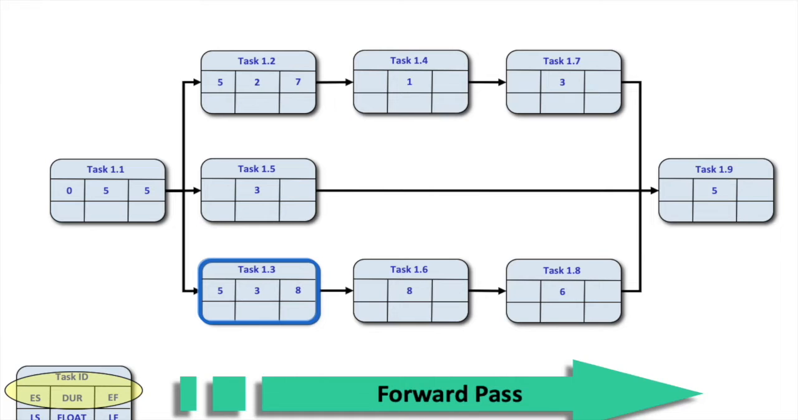Now you're sort of getting the hang of this, so I won't repeat too many things. You can see where the numbers are coming from. Let's look at task 1.5. 5 plus 3 is 8. Let's continue on. 1.4 now gives us 8. 1.6 now gives us 16. 1.7 now gives us 11. Earliest it can finish.